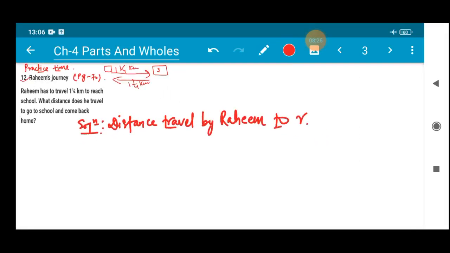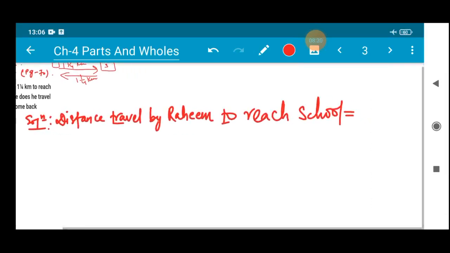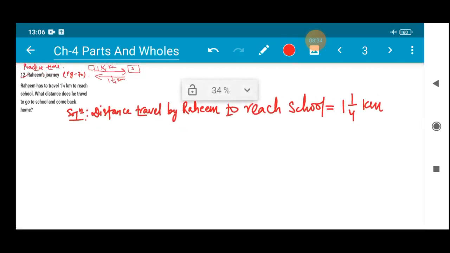So distance traveled by Rahim to reach school is equal to 1 whole 1 by 4 kilometer. If I convert this into the improper fraction, can I write as 4 ones are 4, 4 plus 1, 5 by 4 kilometer, isn't it? Not only to reach school, to reach home from school, he has to travel the same distance.